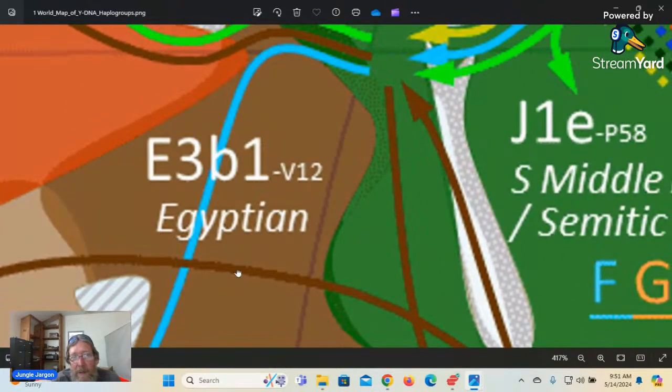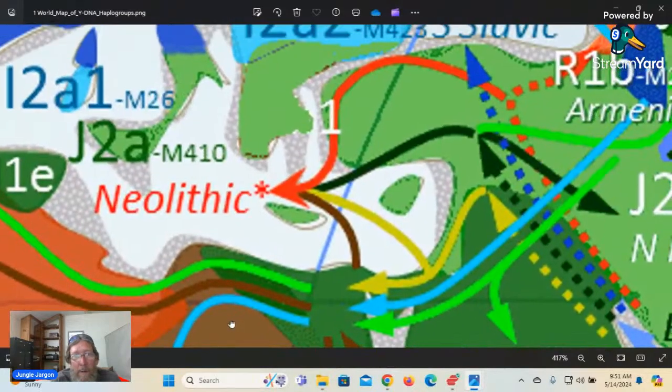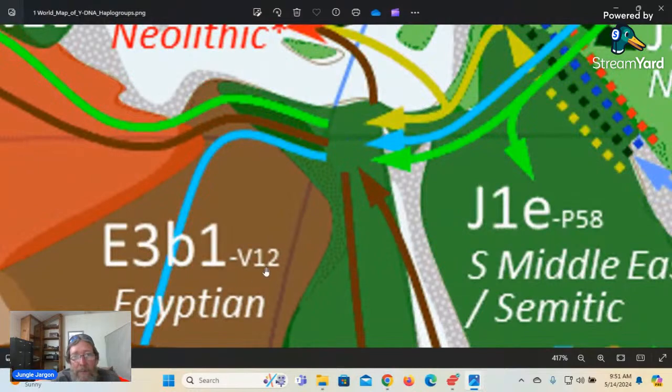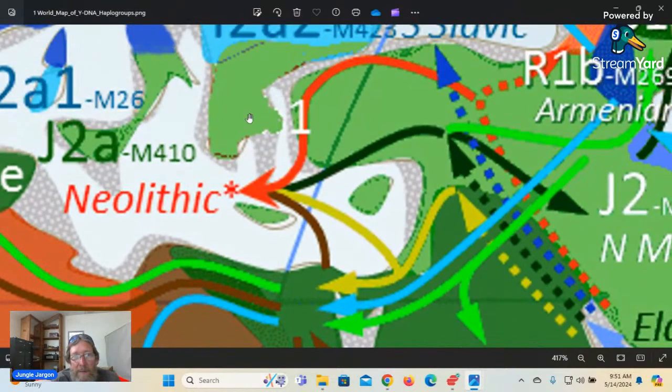That would be Mitzrayim. If it's Egyptian, it's Mitzrayim, right? Over here, across the way, you have V13. This is V12 here. Across the Mediterranean is a branch from the same lineage as V13. Across the way here in Greece somewhere.